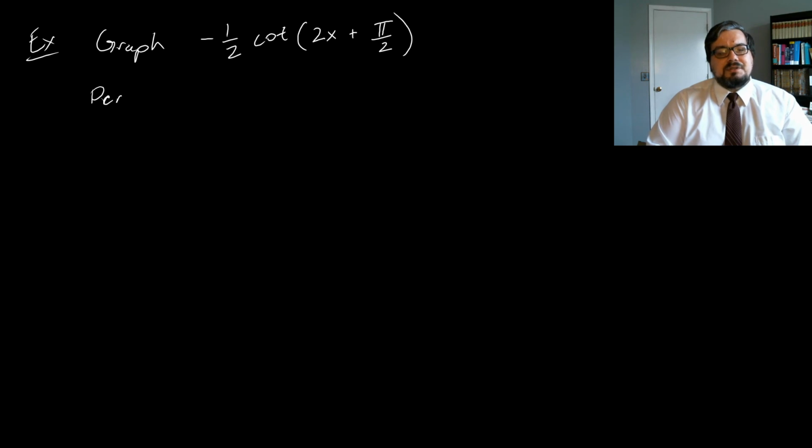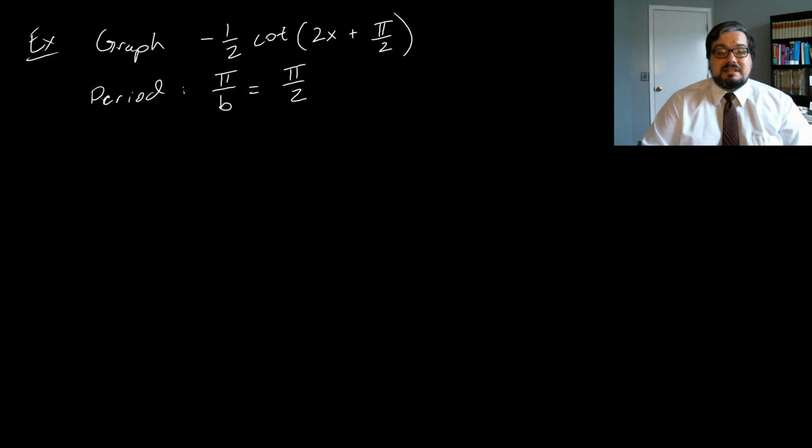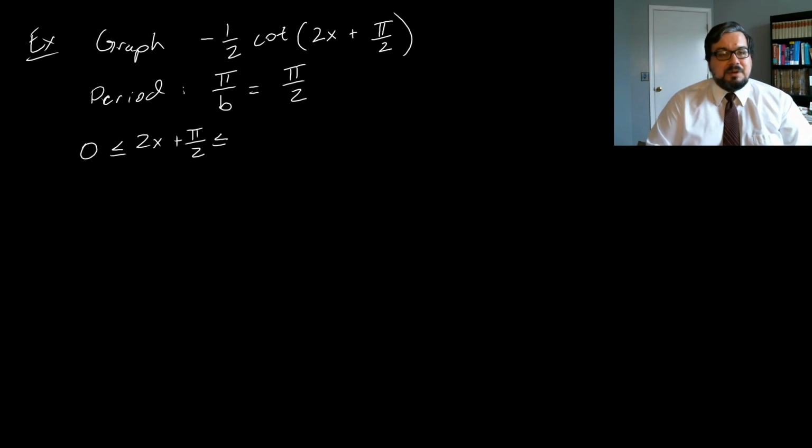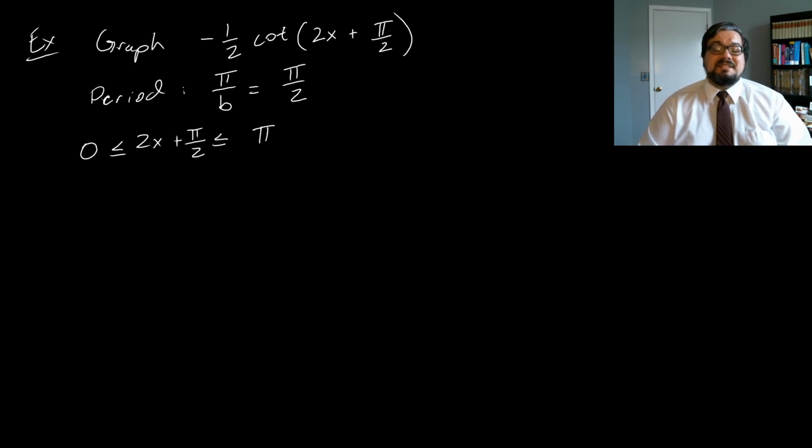And again, let's suppose that the problem asked you for the period. In this case, the period has the same formula as for tangent. It's pi over b because the period of cotangent is pi, so that's pi over 2. To actually graph out cotangent, the easiest way to do that is, again, to take 2x plus pi over 2 and put it in the interval where we know cotangent makes one complete period. And we know cotangent does that on the interval from 0 to pi.